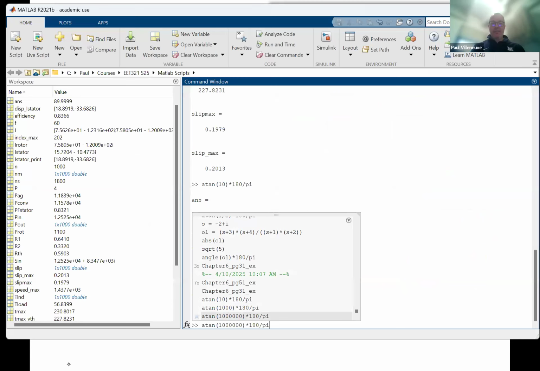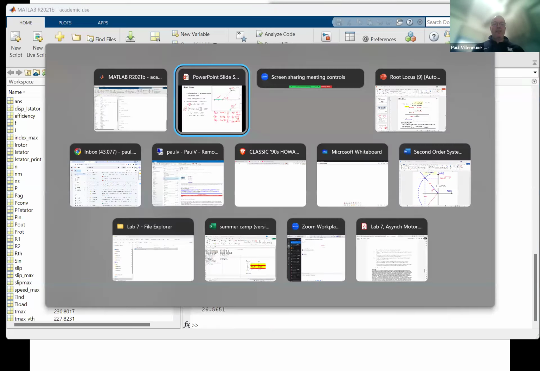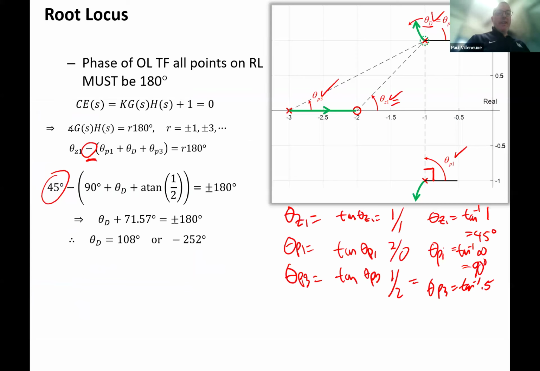We can do that here. So instead of 1,000,000, let's do 0.5. So 26.6 degrees. All right, so we have 45, and this angle over here is 26.6, and that has to equal plus or minus 180 degrees. When I do all my math, what I end up with is theta D, my departure angle, is 108 degrees or minus 252.